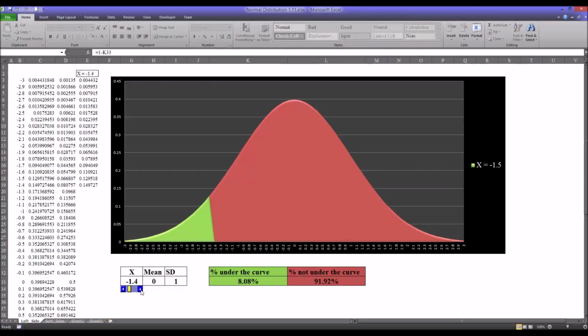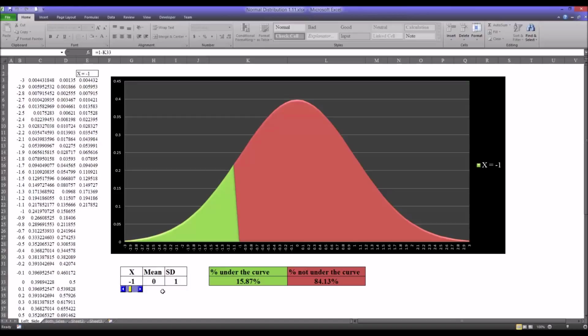As we approach one standard deviation, now it's a larger portion: 15.87% is under the curve, and you can see here the green area very clearly, and 84.13% is not under the curve. So all the values in the green represent 15.87% of this curve, and all the values in the red represent 84.13% of the area under the curve.